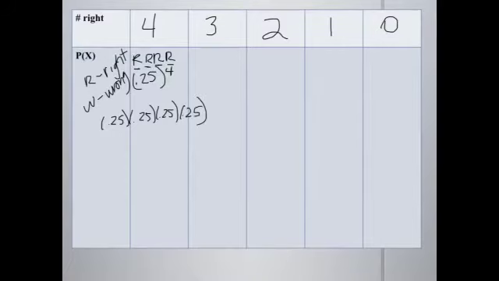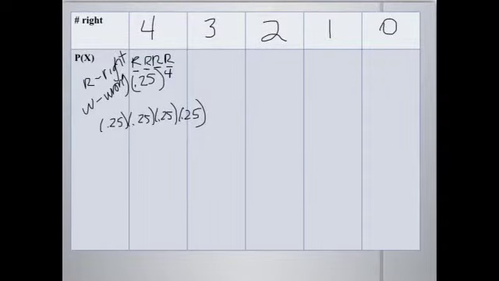All right, that one's easy. When I put that into my calculator, I get 0.0039. So that's a very small percent chance that I get all 4 of them right.